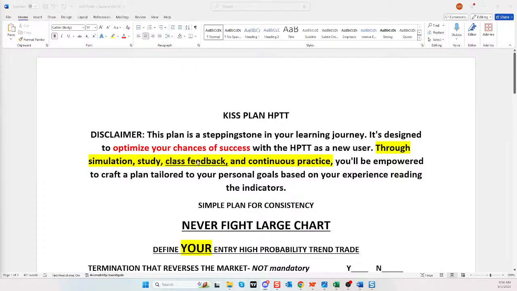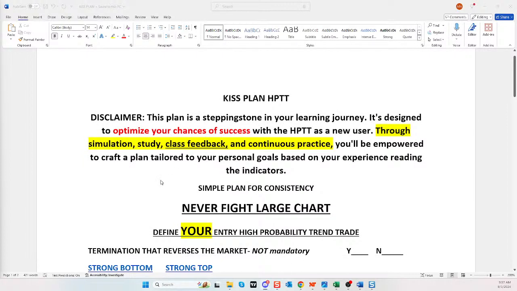The high probability trend trade isn't your only trade. It's your first trade. It's the trade that typically wins the most. It's the trade that creates confidence. It's the trade that teaches you to read your indicators. And guys, it's also a really solid trading plan. I've had people get funded in those prop firms in their first 30 days with Nexgen by adherence to this plan. It's designed to optimize your chances of success with the high probability trend trade. What does that mean? That means this is the best of the best.